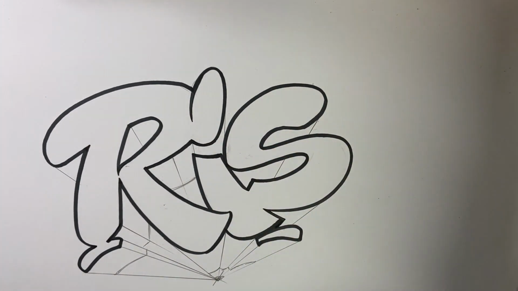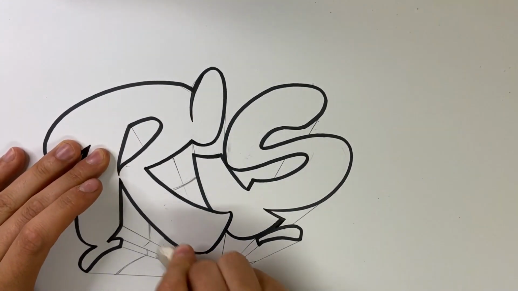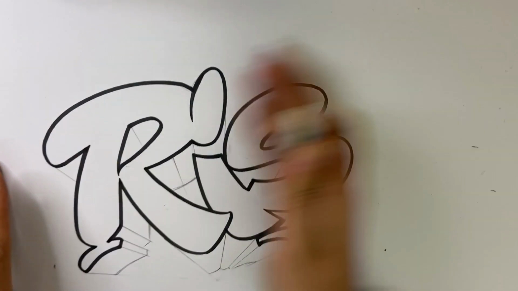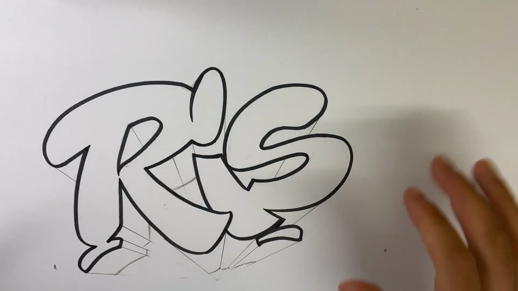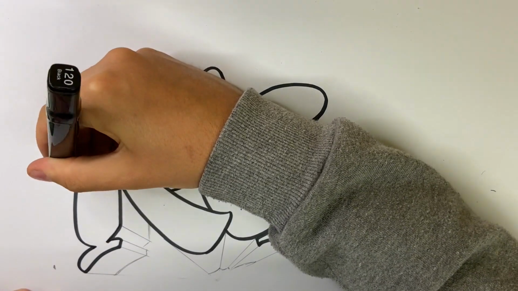And that's it. I'm then going to go back in with the eraser and take away all the stuff that I don't need, which were these construction lines. And there we can see the 3D that we've created. So I'm just going to go back in and ink that right now.